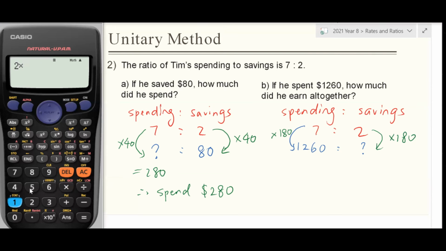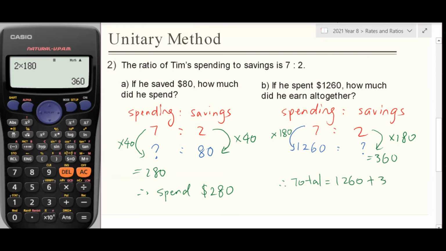I'm going to do the same thing on the right-hand side. 2 lots of 180 give us 360. So 360 is the amount of money that he has saved based on this ratio. Now, what is the total earning? The total earning is how much he spends plus how much he saves. So adding these two together, 1,260 plus 360 gives us $1,620.